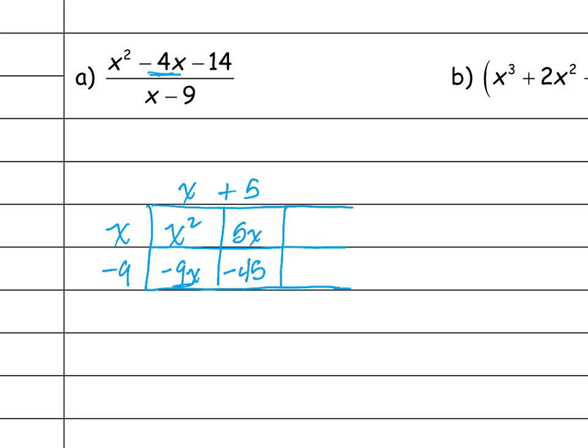So what do I add to negative 45 to get negative 14? Oh, that's a good question. Let's see. 31. So there's my remainder. So it should be x plus 5 plus 31 divided by x minus 9.